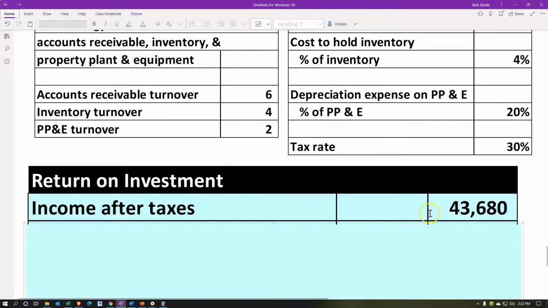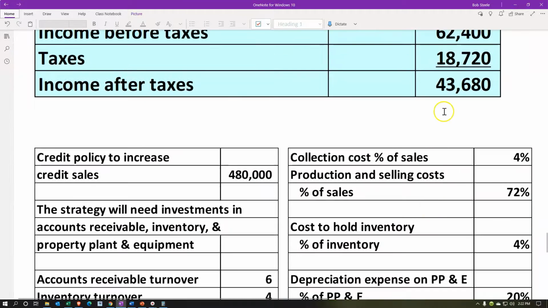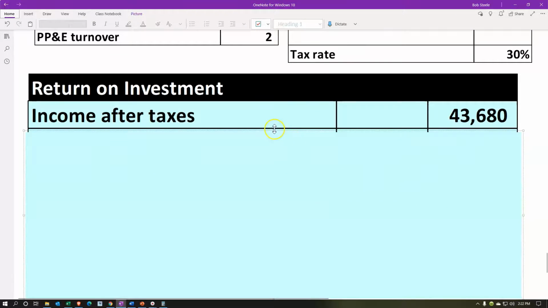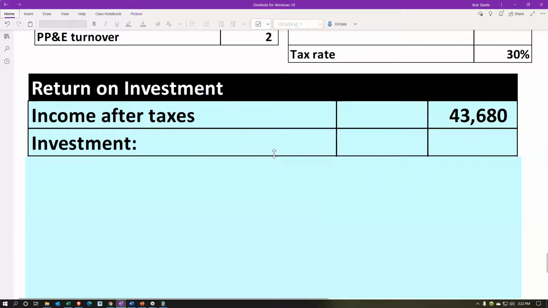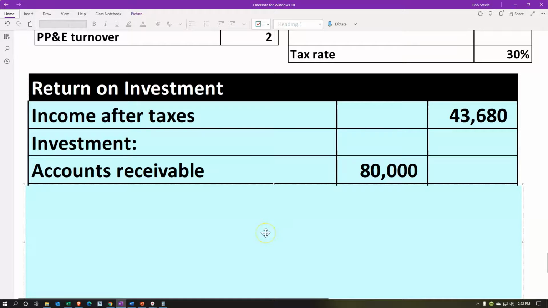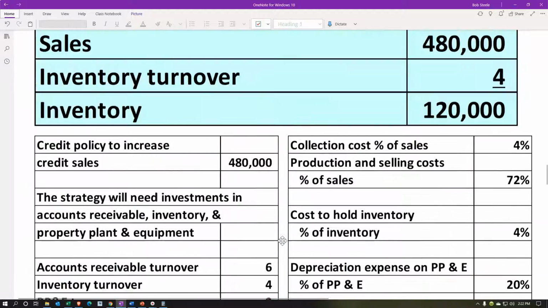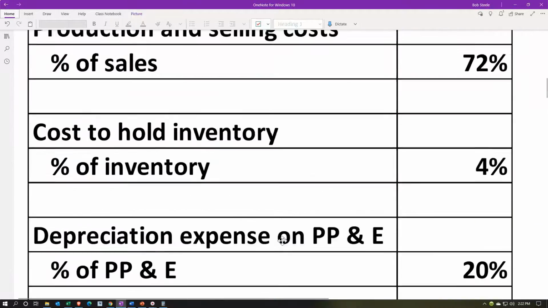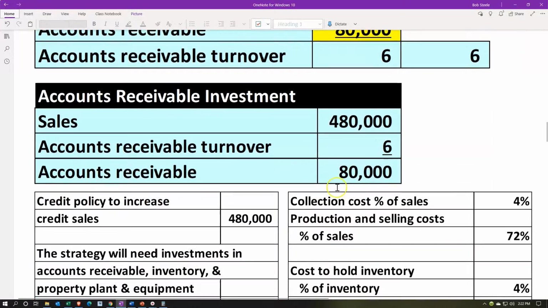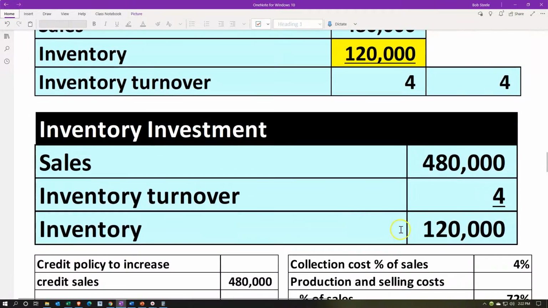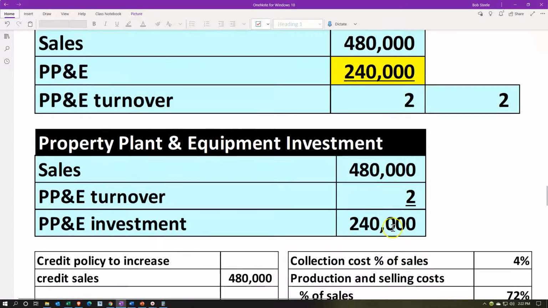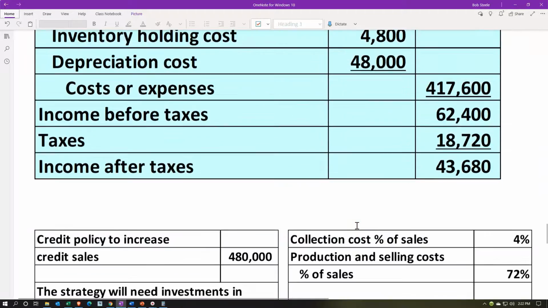So if we take then the income after taxes, this is our return that we had, basically our net income number that we just calculated up top on the incremental income statement. And then we take the investments, which we're going to say all the increase in the assets, which was the 80,000 increase in accounts receivable, inventory 120,000, PP&E 240. That's what we calculated with our turnover ratios up top. Let's just check it out. Turnover ratios. We had the 80,000 accounts receivable, inventory 120, PP&E the 240. That's where those come from.